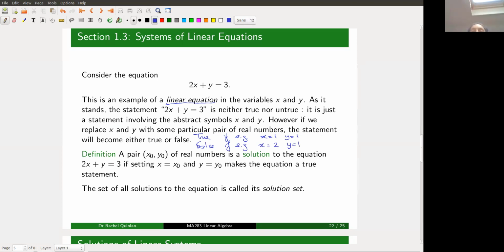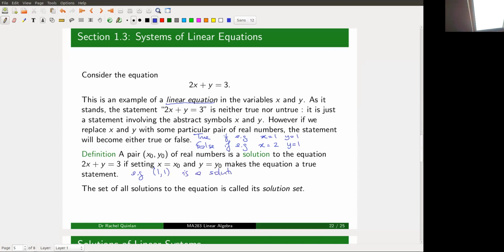Okay, so this is nothing that's new, but I guess it's worth having a clear statement of what we mean to say that something is a solution of an equation. So a pair, x0 and y0, of specific fixed real numbers is a solution to that equation if replacing x with x0 and y with y0 in the equation, x0 and y0 now being fixed numbers, makes the equation into a true statement. And the set of all solutions is called a solution set. For this particular example, 1, 1 is a solution. It's certainly not the only solution.